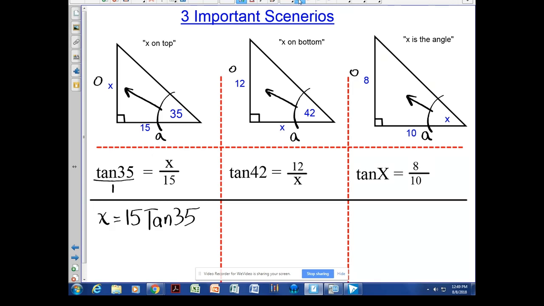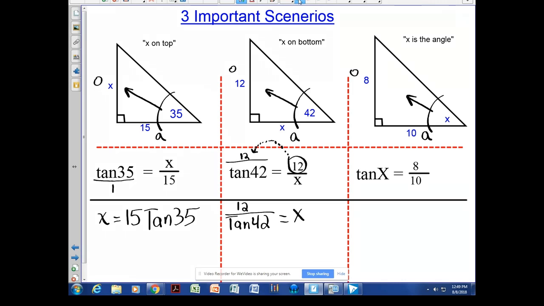I'm going to take this number on top of the x, which is a 12, and I'm going to throw it to the other side of the equal sign, and it's going to end up landing right on top of the tan 42. And then the x will be all by itself on the other side of the equation. So what we're going to end up with is 12 divided by tan 42 is equal to x. So when we put that into the calculator, we just need to remember to use division.